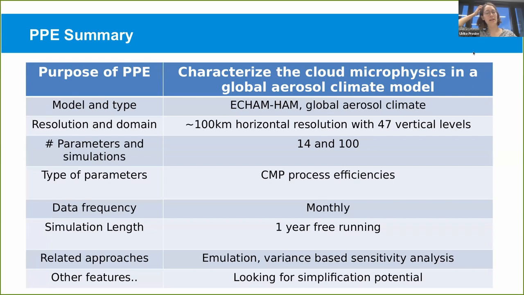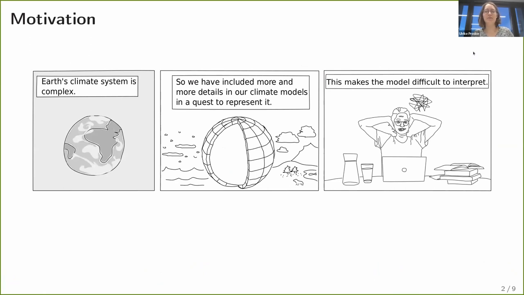As I said, we're using ECHAM-HAM as the global model, and we're using 14 parameters that we're perturbing. The type of parameters that we perturb, which I think is quite different from what people have said before, is the process efficiency of the cloud microphysical processes. We're also using emulation and variance-based sensitivity analysis, and in the end also looking for simplification potential. I think that's quite special here.